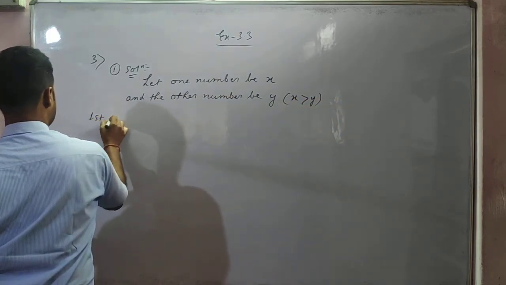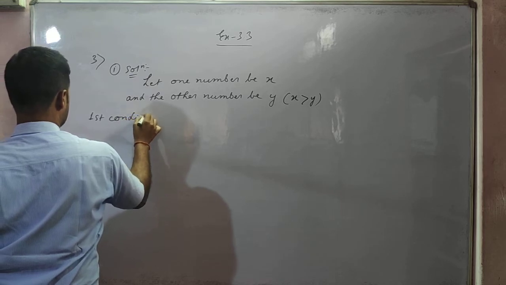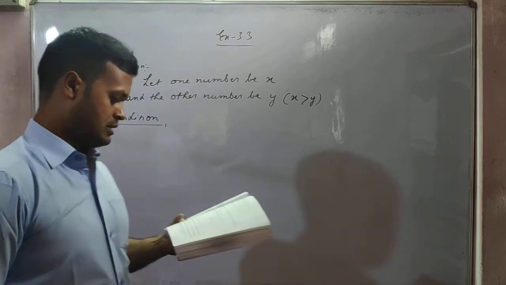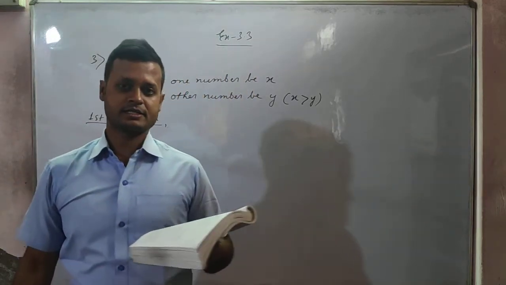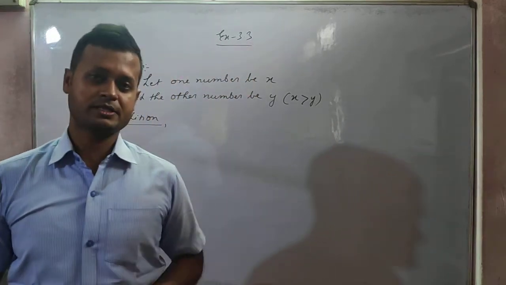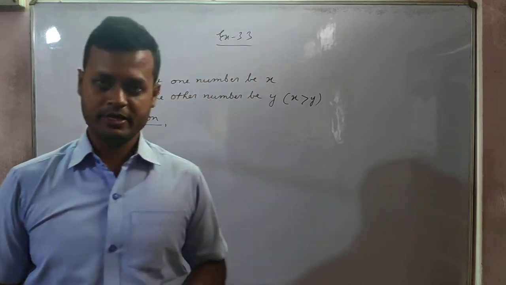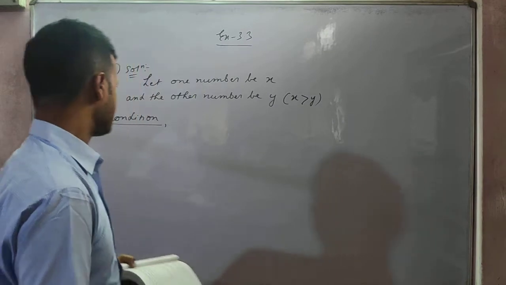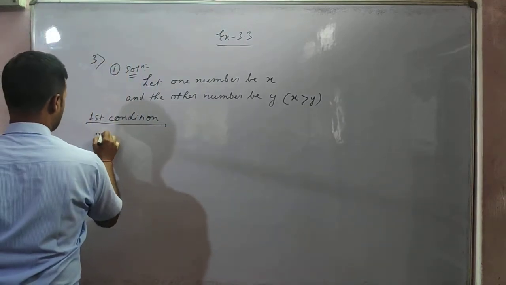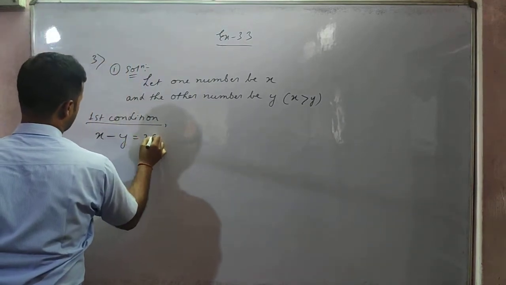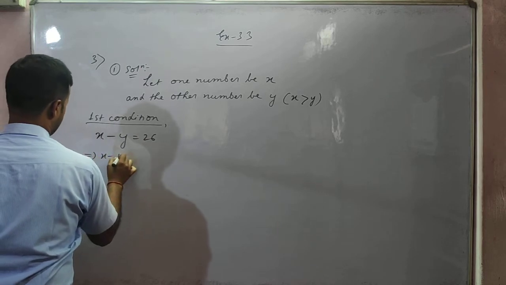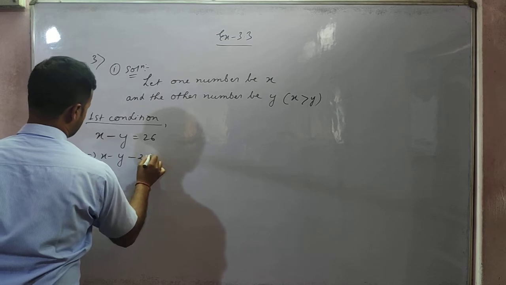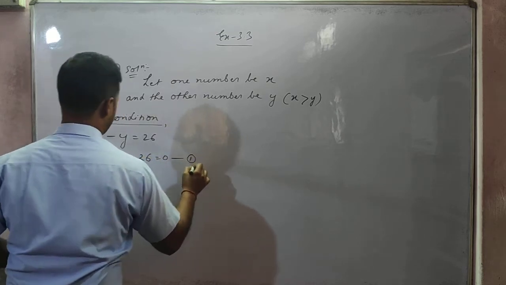So first condition, the difference between two numbers is 26. That means if you subtract the two numbers, you will get 26. So x minus y is equal to 26. That is, x minus y minus 26 is equal to 0. Mark it number 1.